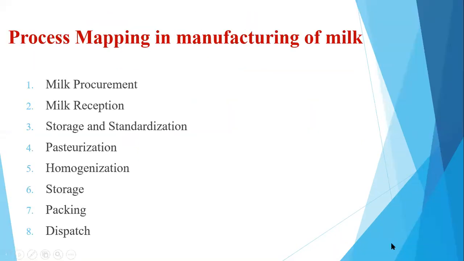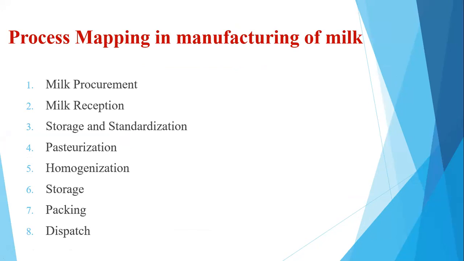So that's where now 6 major operations or processes that we have mapped for the purpose of manufacturing of milk are, we have divided this into 8 major processes. Like first is milk procurement. Now they haven't shown milk procurement as such over here. Okay, they have started right from storage and standardization of milk.